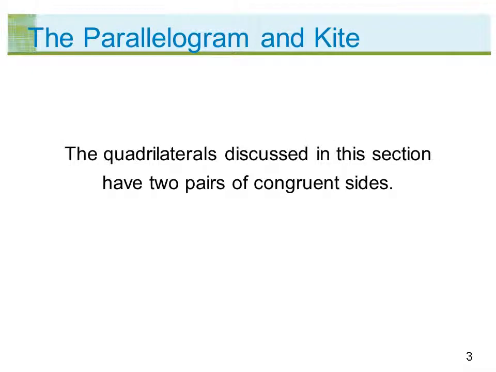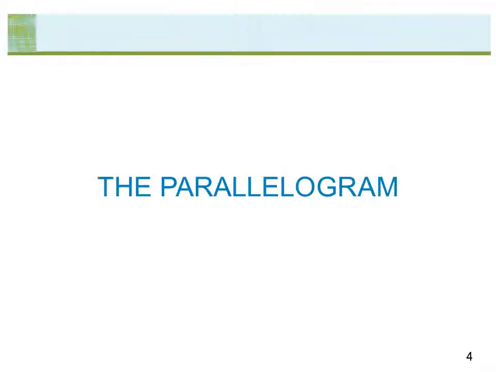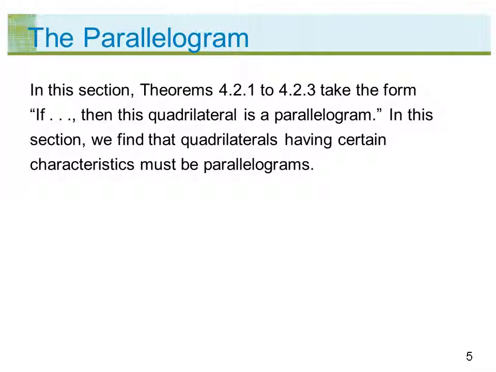The quadrilaterals discussed in this section have two pairs of congruent sides. In this section, theorems 4.2.1 to 4.2.3 take the form "if ... then this quadrilateral is a parallelogram." In this section, we find that quadrilaterals having certain characteristics must be parallelograms.